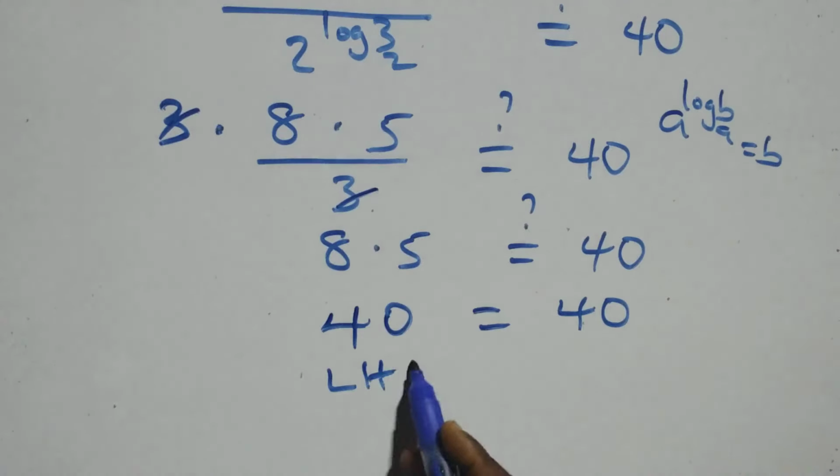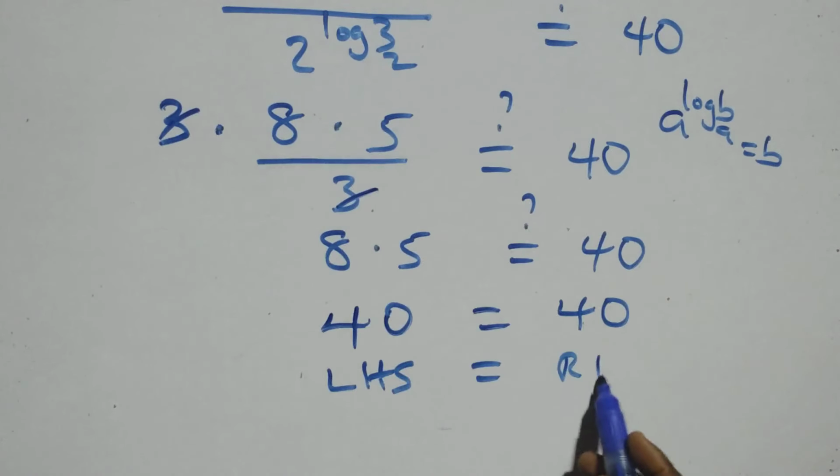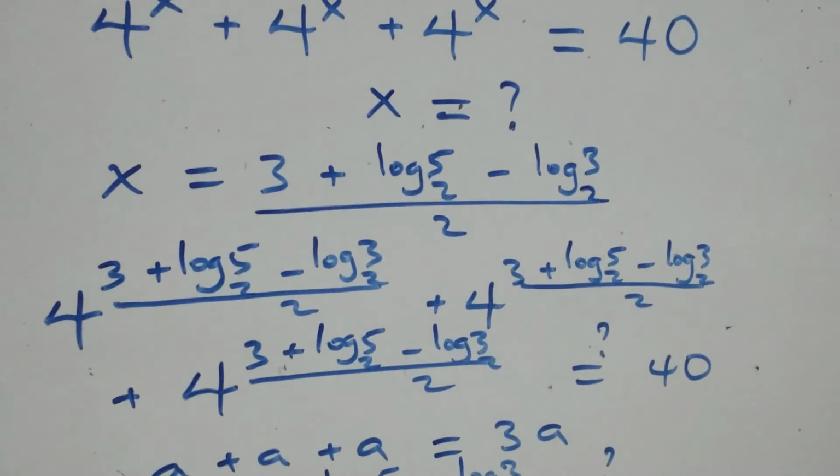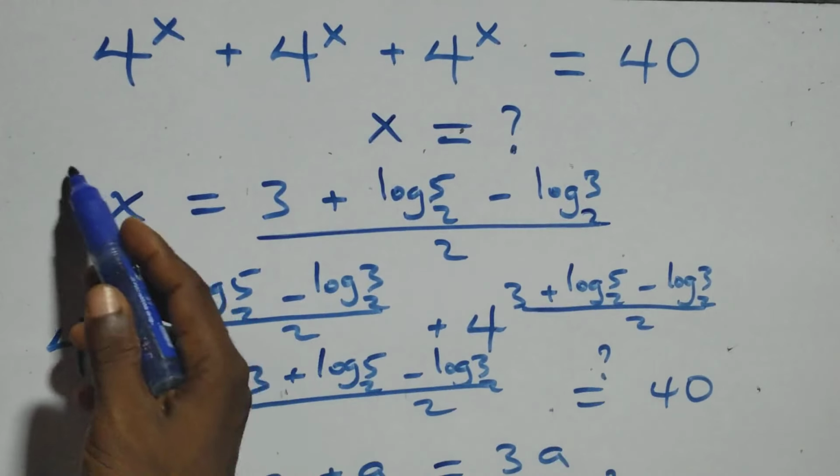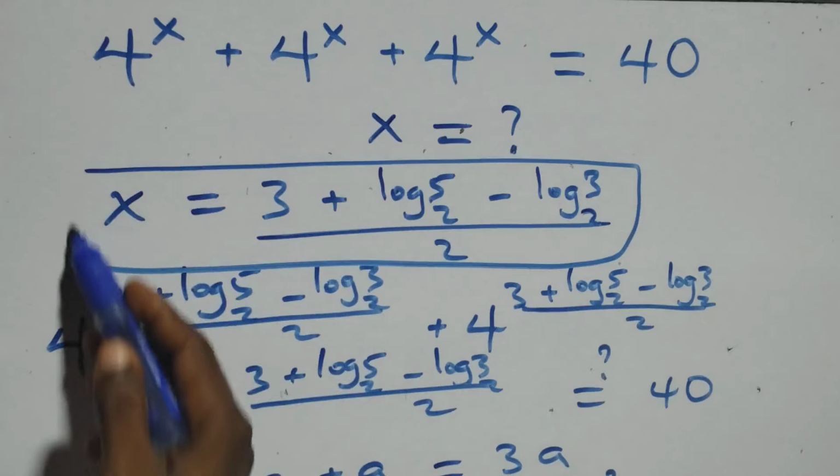Left hand side equals the right hand side, and therefore we conclude that x equals 3 plus log 5 base 2 minus log 3 base 2 all over 2 satisfies this given problem.